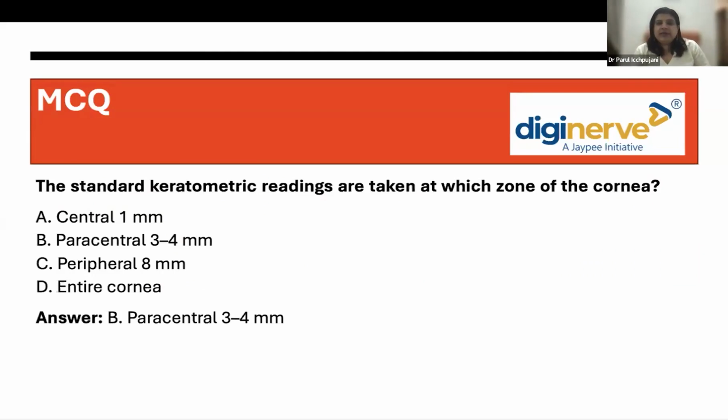Central 1 millimeter, paracentral 3 to 4, peripheral 8 millimeters of the entire cornea. Now, I mentioned in the first slide, when I talked of keratometry, the standard area is 3 or 3.4 millimeters, depending upon the device that we are using. So we are here talking about paracentral 3 to 4 millimeters.